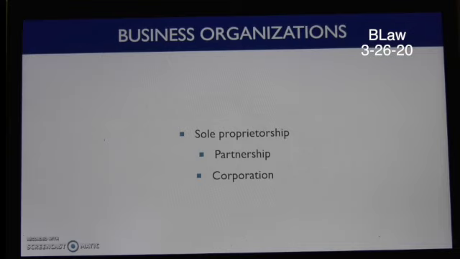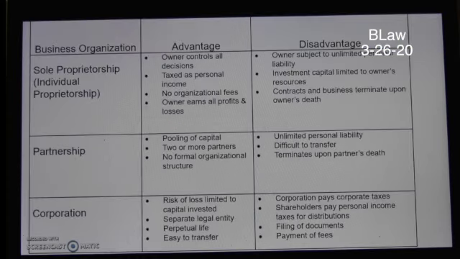Now let's look at the advantages and disadvantages of each of these different forms of business organization. As you can see by the chart, I've detailed out for you the 3 main organizations we've been talking about: sole proprietorship, partnership, and corporations. So what's really the advantage of each, and what's the disadvantage?